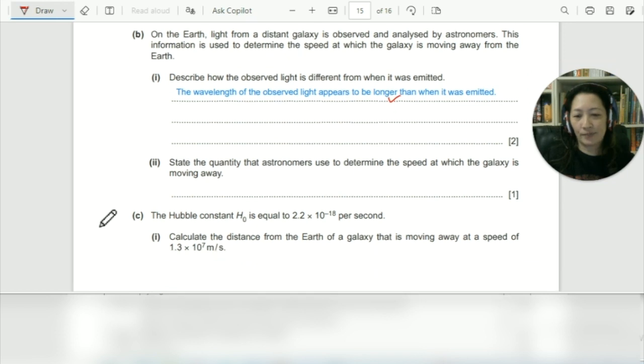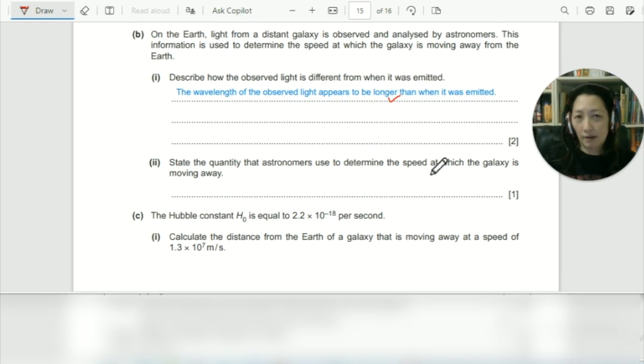Let's look at number 2. State the quantity that astronomers use to determine the speed at which the galaxy is moving away. Now, we can't actually measure the speed at which the galaxy is moving away because it's so far away. So instead, the astronomers will find another measurable quantity that we can use to represent this speed.